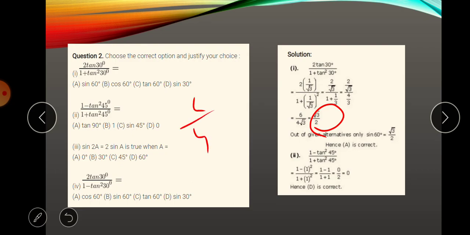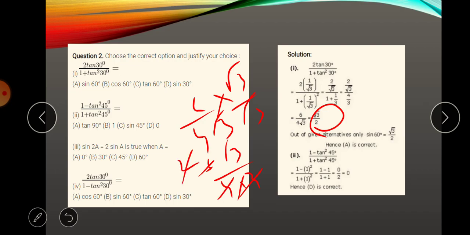6 by 4 root 3. Then take the rationalizing factor root 3 by root 3. Then what happened? 6 root 3 by 4 root 3. 4 root 3 into root 3 is 3. Then 3 ones are 3, 3 twos are 2 ones are 2 twos are. Then root 3 by 2 is the answer.